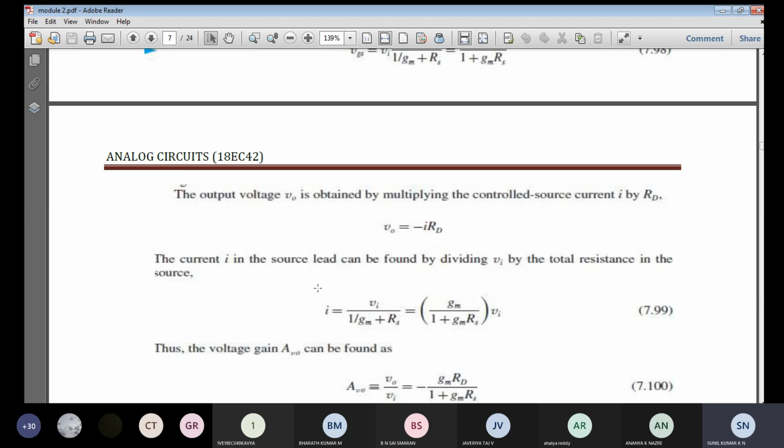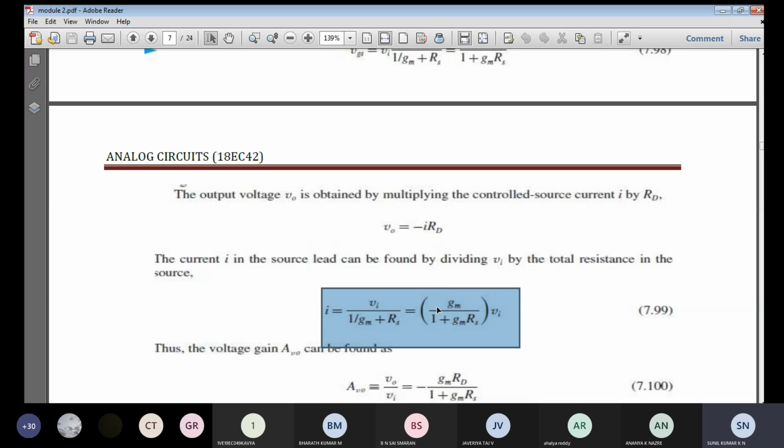Now if we carefully look at this expression, I is nothing but the output current. Gm divided by 1 plus Gm into Rs is a constant, multiplied with Vi, which is the input voltage. So considering the relation between output current and input voltage, the entire parameter inside the bracket is nothing but the transconductance parameter for a common source with source resistance.